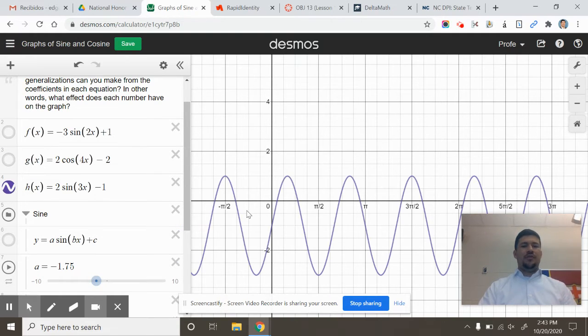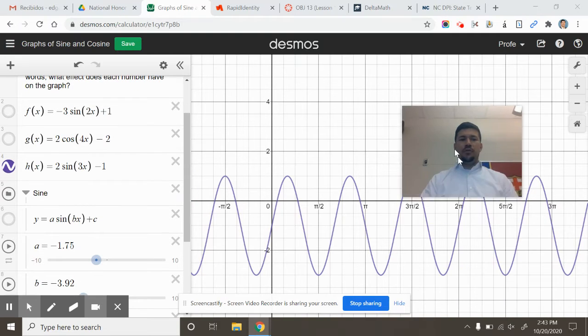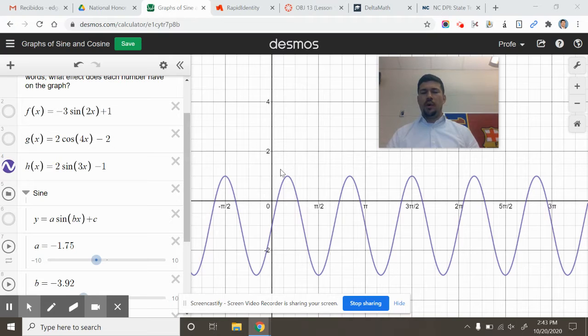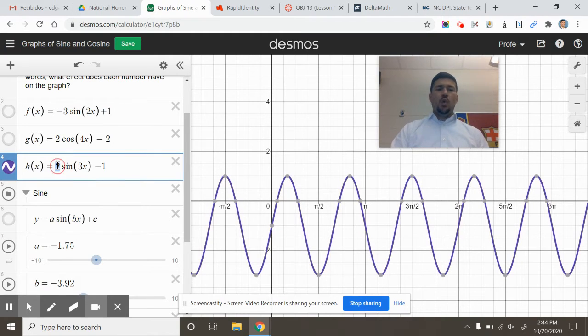Let's go with 2 sine of 3x minus 1. All right. So a couple of things that you need to notice about 2 sine of 3x minus 1 graphed on this radian scale. Your main objective is, what does the 2 do? What does the 3 do? And what does the negative 1 do?